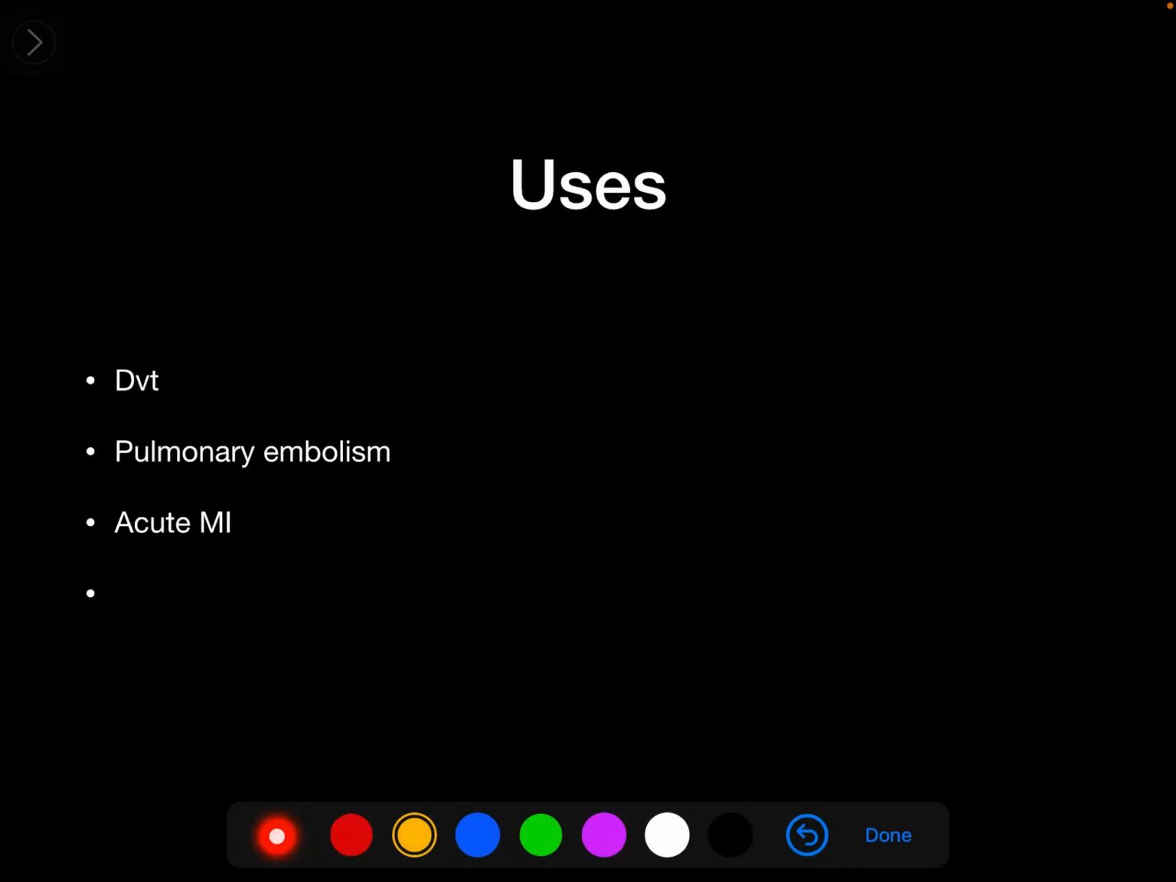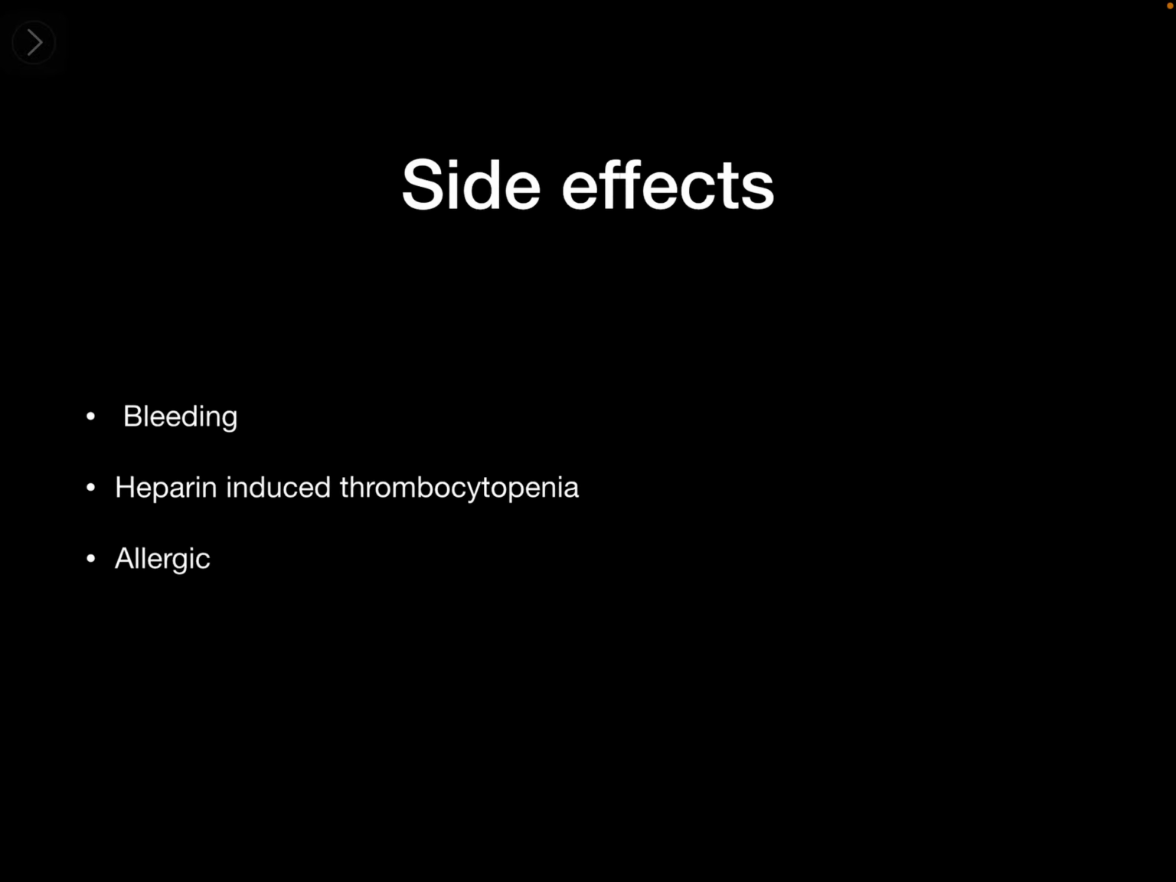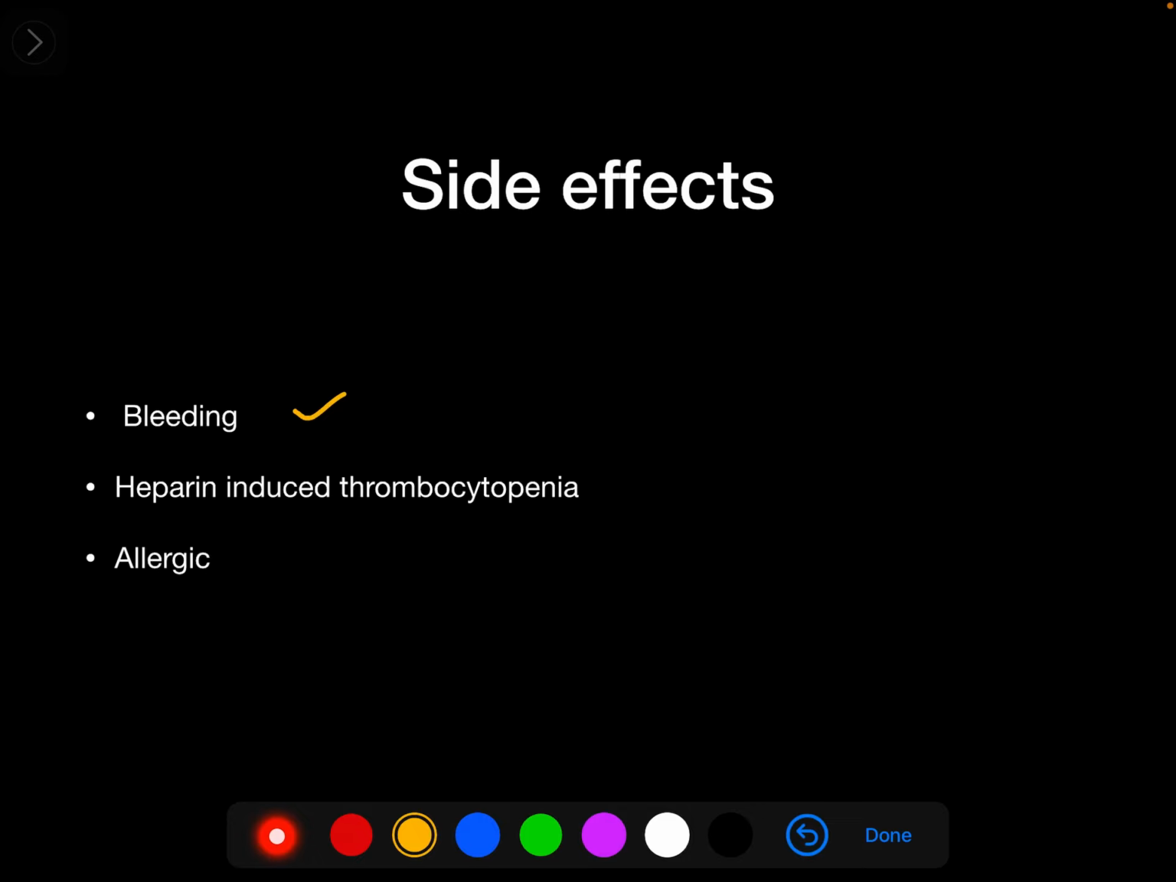Now where do we use these drugs? I have told you that if this is a blood vessel, a clot is formed, and we need to break this clot and prevent further clotting. So for this we give the drug in DVT, pulmonary embolism and acute MI and other related thromboembolic disorders. Now what are the side effects? I have already explained this bleeding side effect, right?